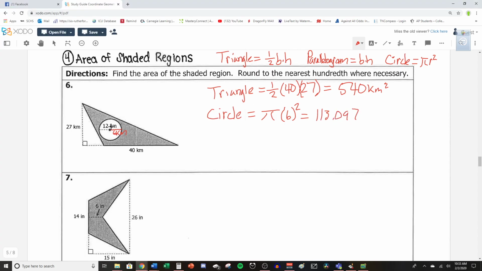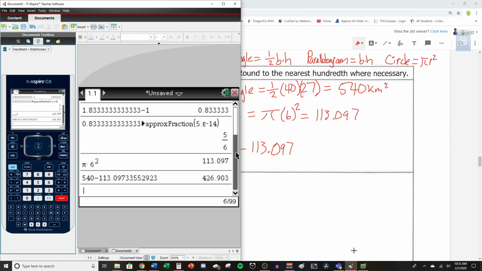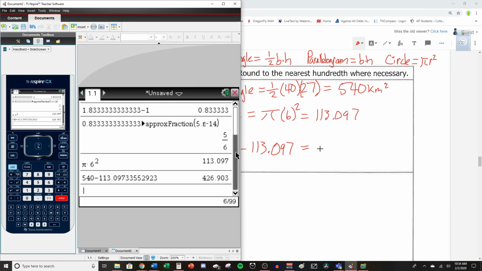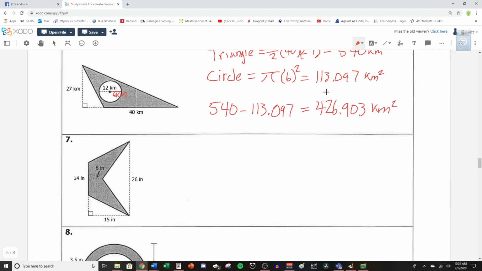113.097. Now to get the area of the shaded region, I need to take the area of the triangle and subtract the circle from it. So this is 540 minus 113.097. On the Inspire, I'm going to do that: 540 minus, and I'll copy this. That gives us our answer. The area is 426.903, and these are all in square kilometers, since area is a square dimension. All right, so there's that first one.